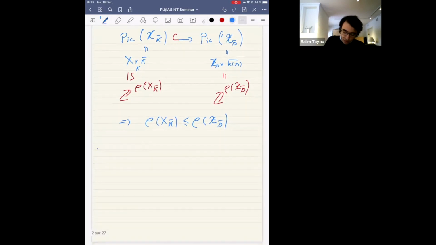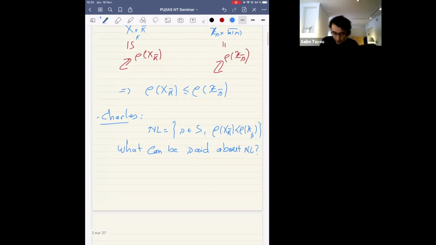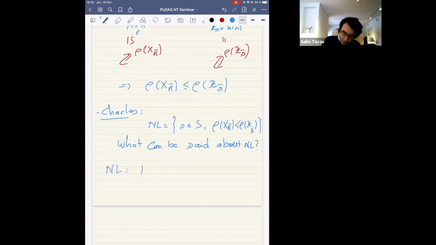Motivated by some questions in Hodge theory, François Charles asked the following question. What can be said about the locus in S of the set of finite places such that this inequality is strict? What can be said about NL? NL here stands for Noether-Lefschetz, by analogy with the classical Noether-Lefschetz loci in Hodge theory.